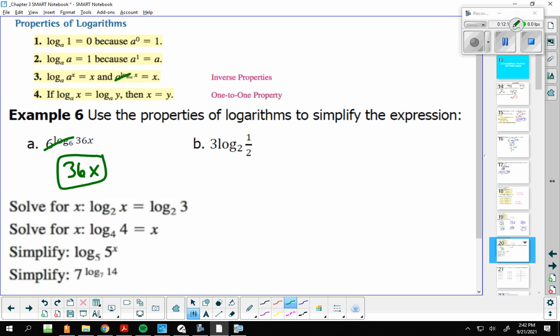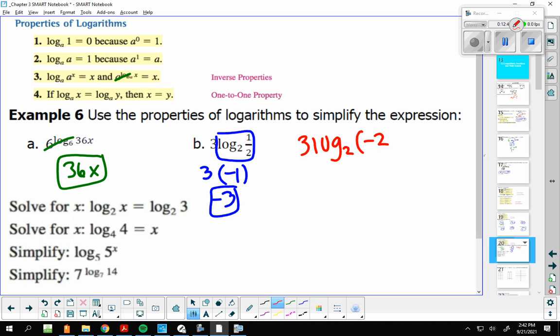There's two different ways that you can think about b. I thought of it as, so I just focused first on what exponent changes 2 into 1/2. -1. Yeah, exactly. So then we had 3 times -1, which is -3. You could also change, to begin with, the 1/2 into a 2 to the negative first power.